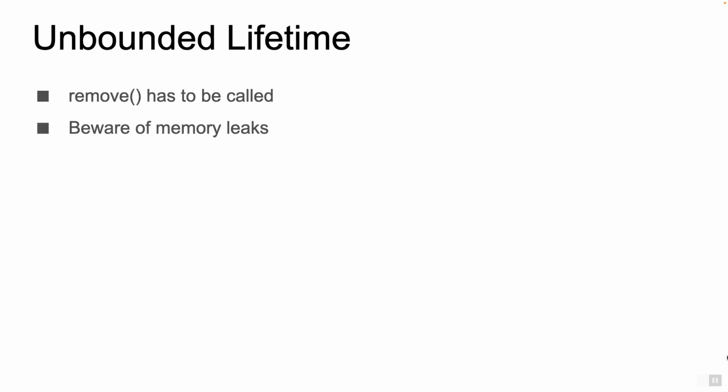The second problem with thread locals is the unbounded lifetime of the thread local variable. Thread locals remain in the thread local map until the thread dies or until it is removed explicitly using the remove method. We have seen this before. So if the developer sets the thread local variable but forgets to remove it, then we have a potential memory leak on our hands. This is not a problem with virtual threads as much.